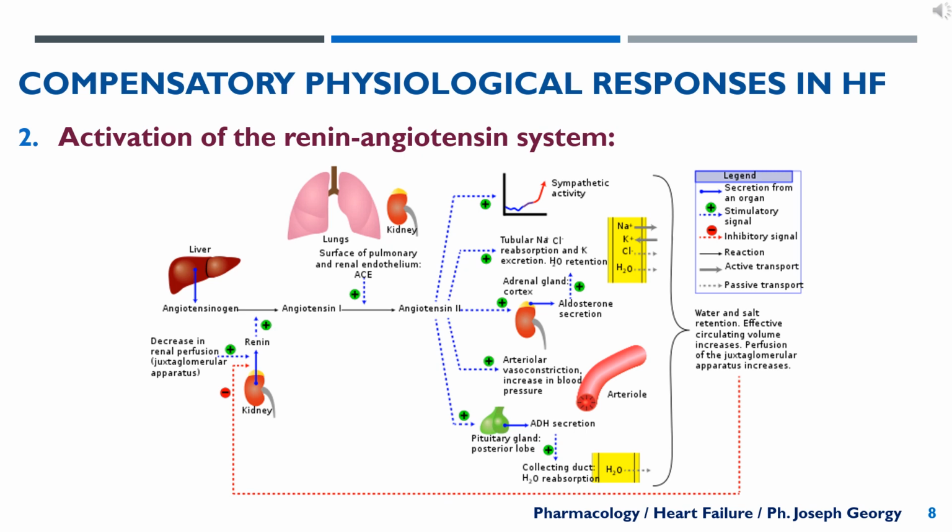There is another gland, which is the pituitary gland, and especially the posterior lobe of this pituitary gland. Angiotensin 2 also acts on this lobe of this gland, and thus this gland will secrete ADH, or antidiuretic hormone, or vasopressin, and it also will act on the collecting duct and increase the H2O reabsorption.